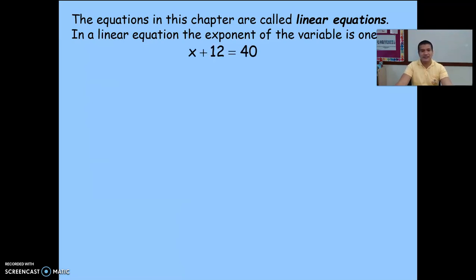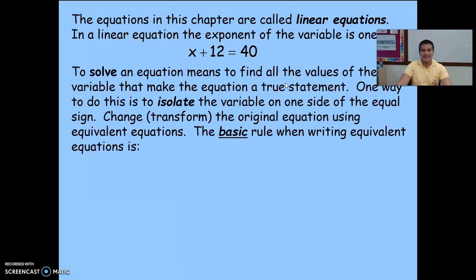Okay? So x plus 12 equals 40. So this one has an exponent of 1. That is the definition. Next, to solve an equation means to find the values of the variable that make the equation a true statement. One way to do this is to isolate the variable on one side of the equal sign, changing or transforming the original equation using equivalent equations.